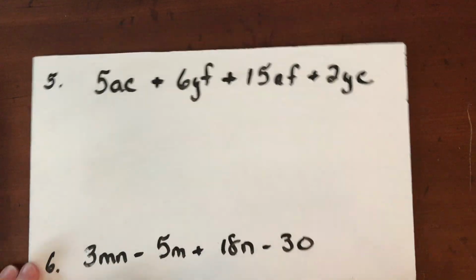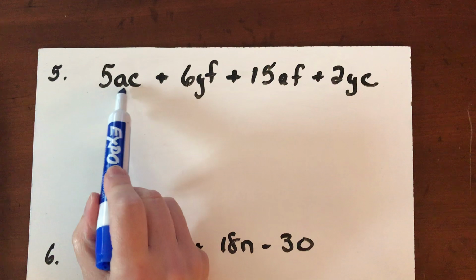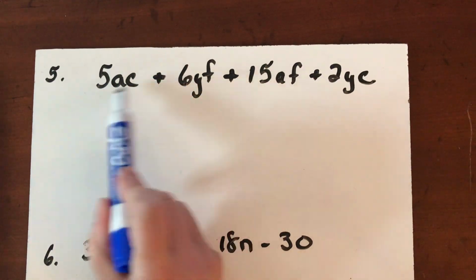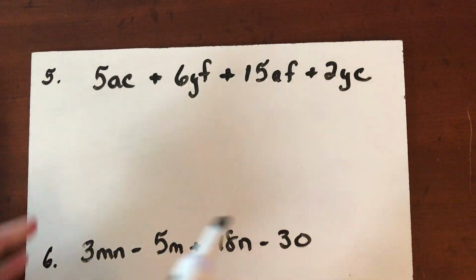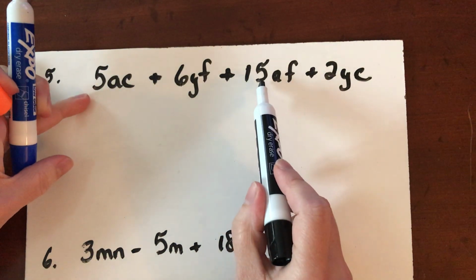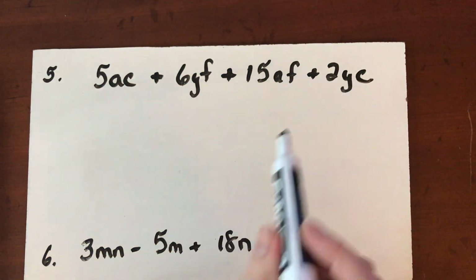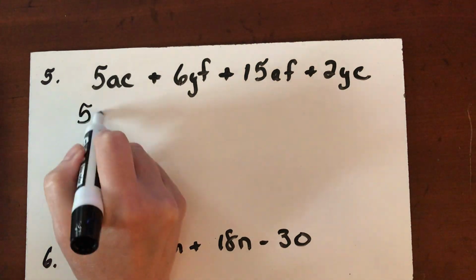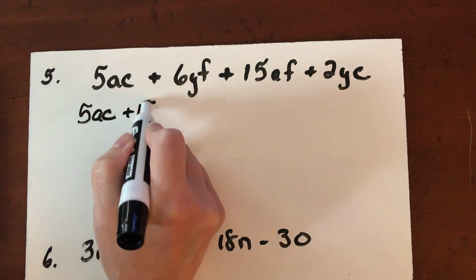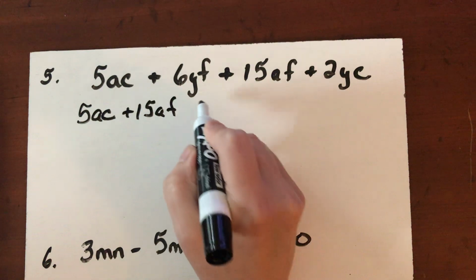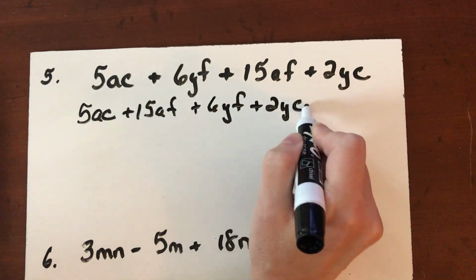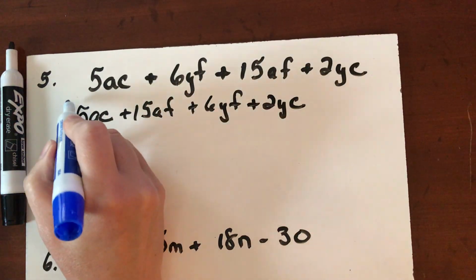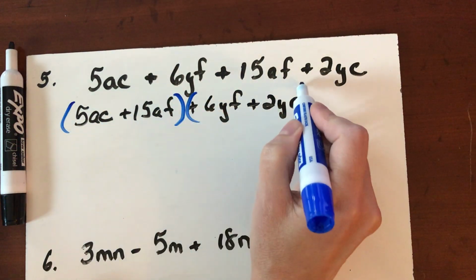All right. Ooh, look at this one. I have 5AC, 6YF. I do not have a GCF in common at all. So I am going to rewrite this. I'm going to put the 5 and the 15 together, and then I'm going to put the 6 and the 2's together. So let's rewrite this as 5AC plus 15AF plus 6YF plus 2YC. That just works better. So then I'm going to group the first two and the last two.